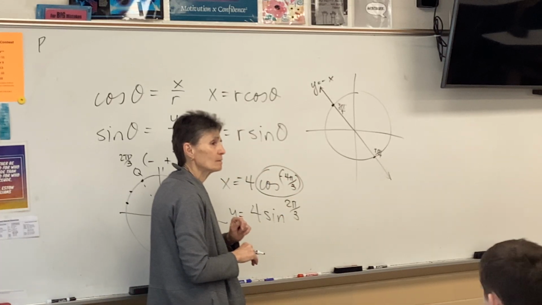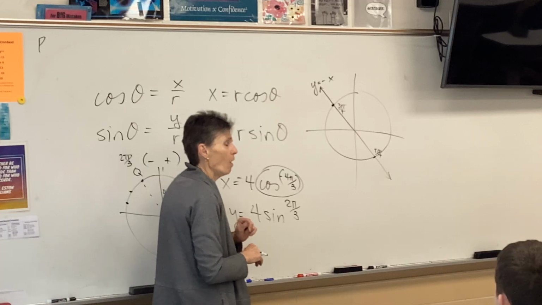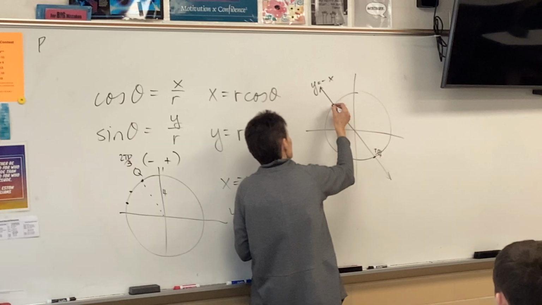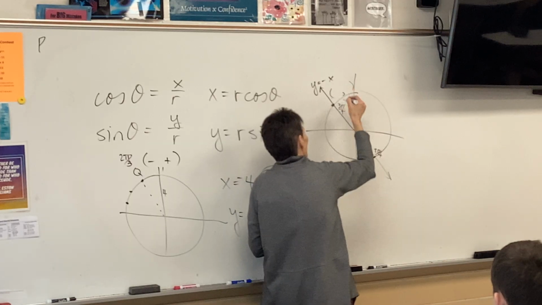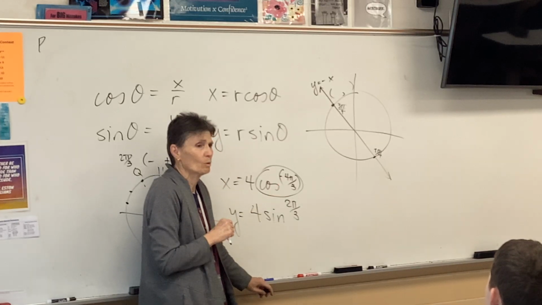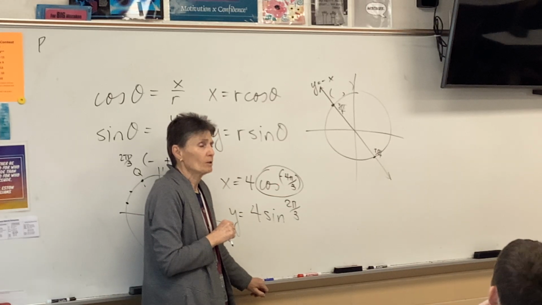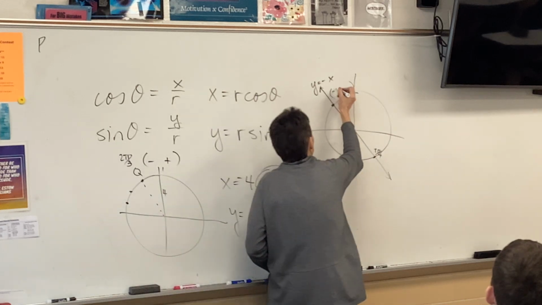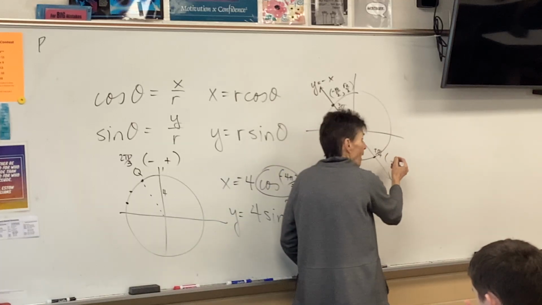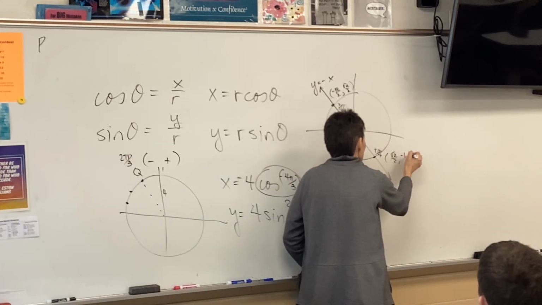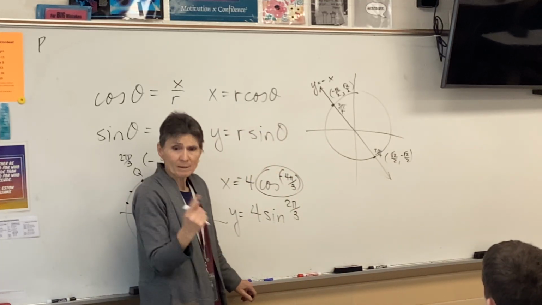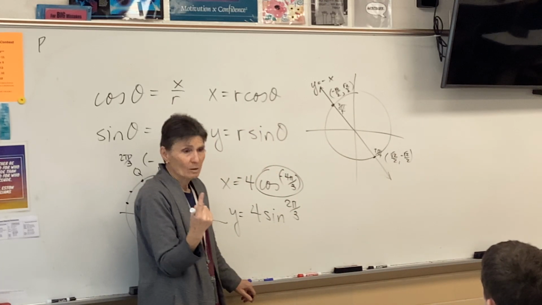By the way, on the unit circle, what would be the coordinates of that point on the unit circle? What would be the coordinates of that point? Charlie? Negative root 2 over 2 and root 2 over 2. And this one is the opposite. Root 2 over 2, negative root 2 over 2. Everybody okay with that? That would be if the radius is 1.